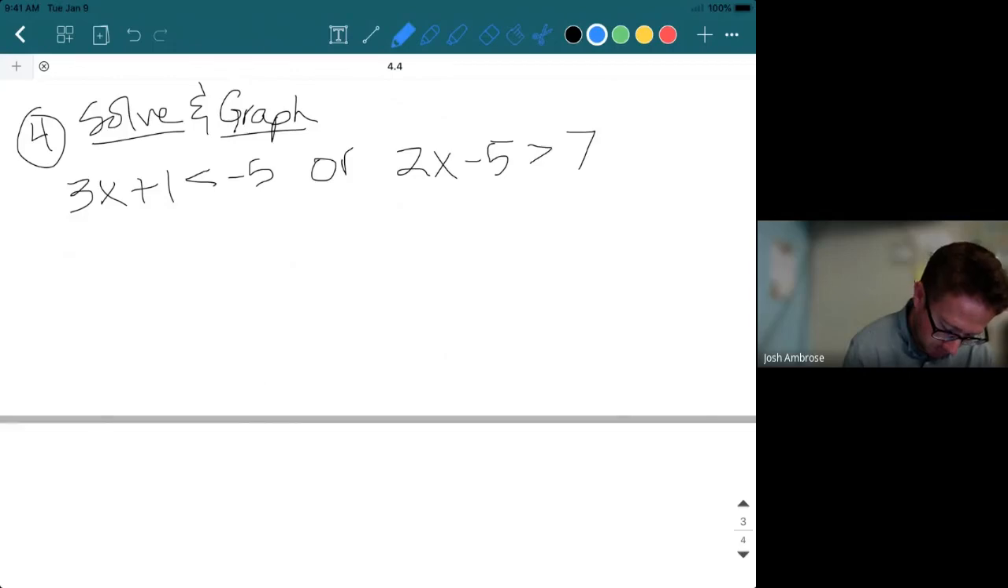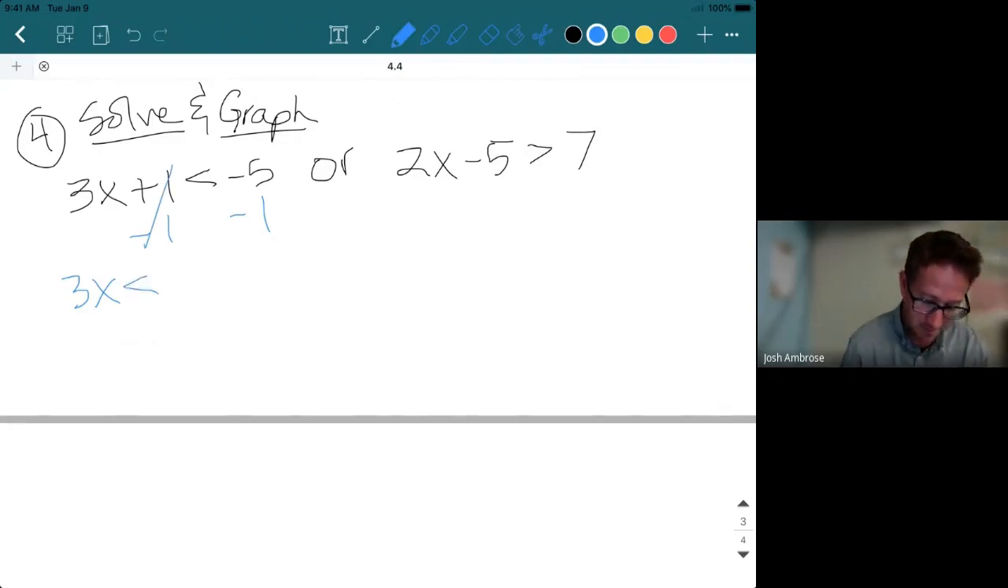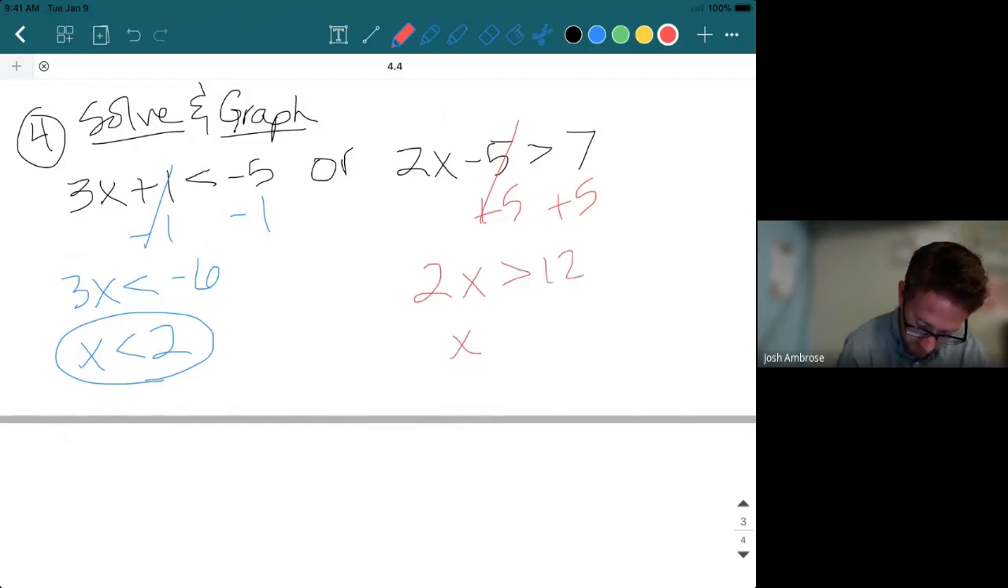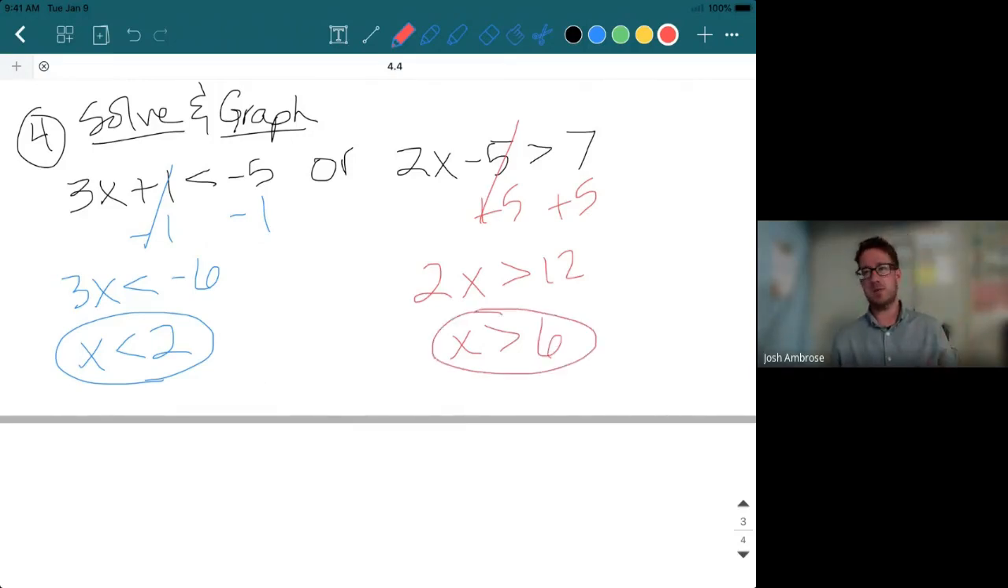We'll do this one in blue. Minus 1, 3x. That crossed itself out. Less than. That's a -5, a -1, making a -6. X less than 2. So there's one of our answers. Okay, let's represent the other one over here now. Add 5. Add 5. That's gone. 2x is greater than 12. X greater than 6. Okay, so that's just the simple steps of solving multi-step equations where we're using an inequality.